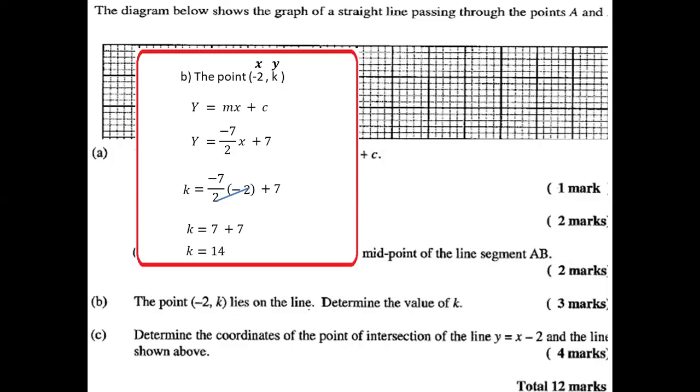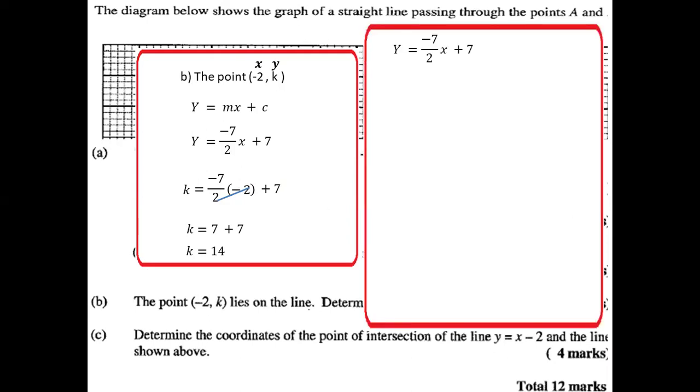All right, the next part of the question now says determine the coordinates of the point of intersection of the line y equal x minus 2 and the line shown above. All right, so the line that's in the diagram, right? Its equation was this: y equal minus 7 over 2 x plus 7. And the equation for our new line is y equal x minus 2. Now, those are 2 equations.